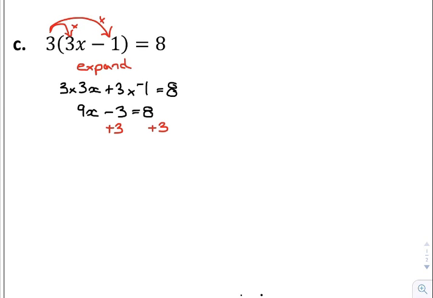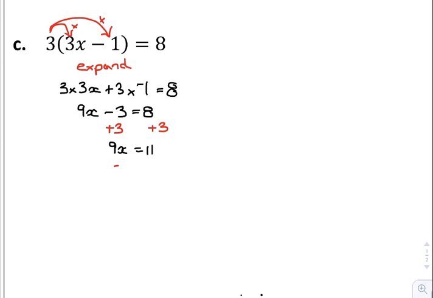My next thing is to undo BIDMAS. So BIDMAS backwards gives me the first thing that I have to undo, which is this subtraction or minus 3. Undoing minus 3 is adding 3, and what you do to one side of the equation, you need to do to the other. This will give us 9x equal to 11.